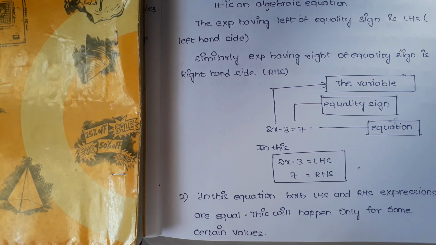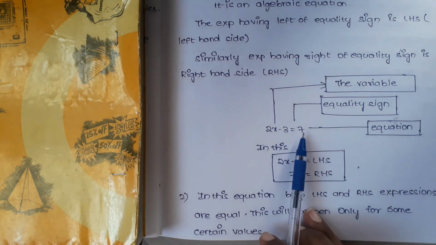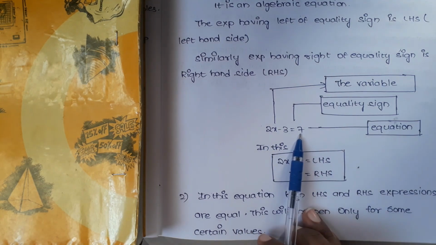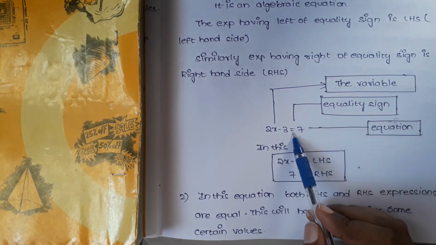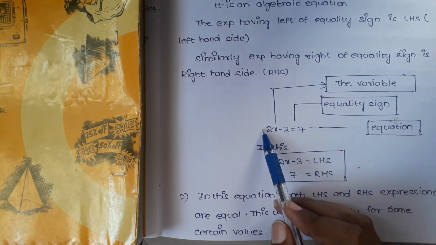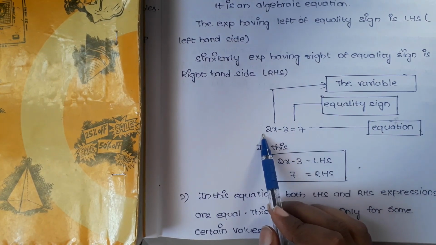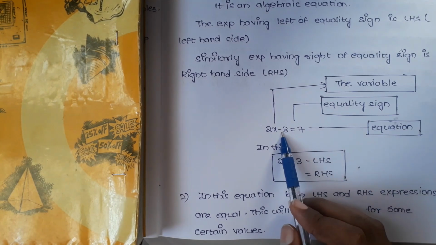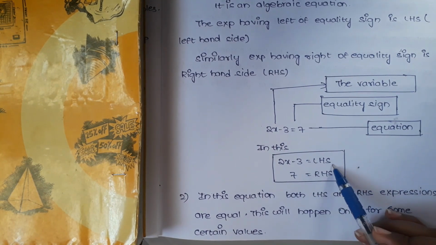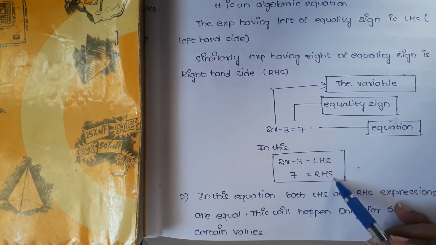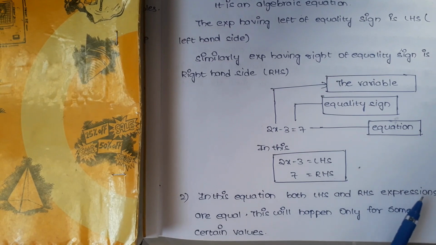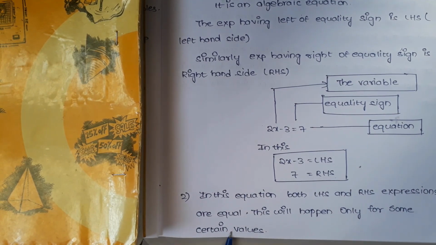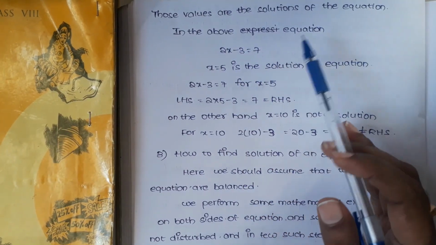Now let us see 2x minus 3 equals 7. It is an algebraic equation. Here x is the variable and this is the equality sign. In this equation, 2x minus 3 is the LHS and 7 is the RHS. In this equation, both LHS and RHS expressions are equal. This will happen only for certain values. Those values are the solutions of the equation.